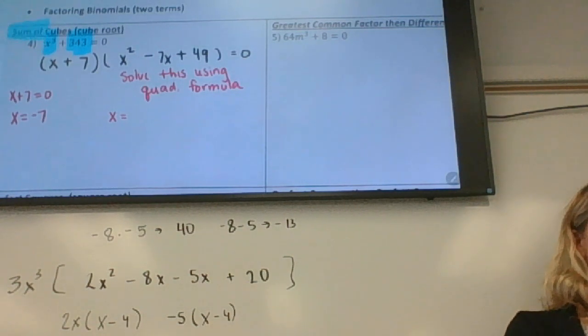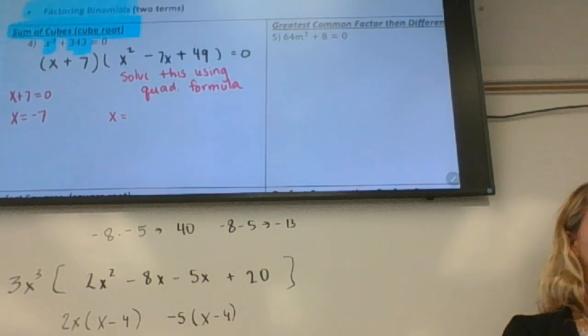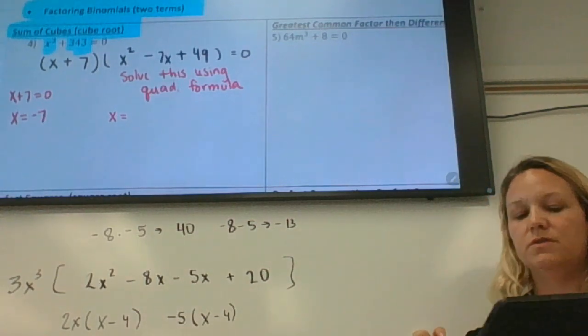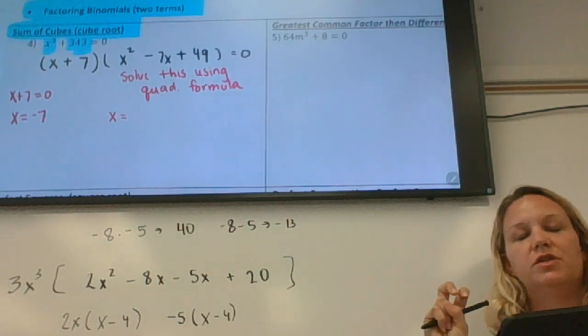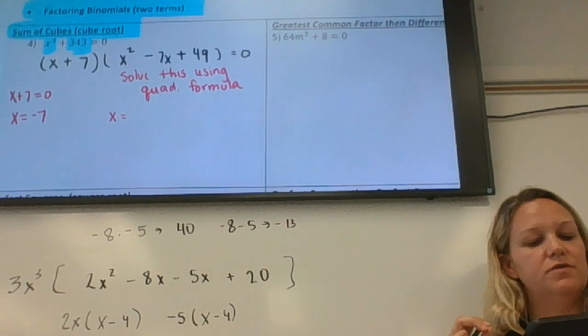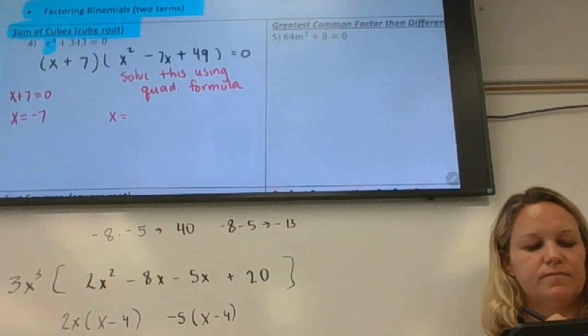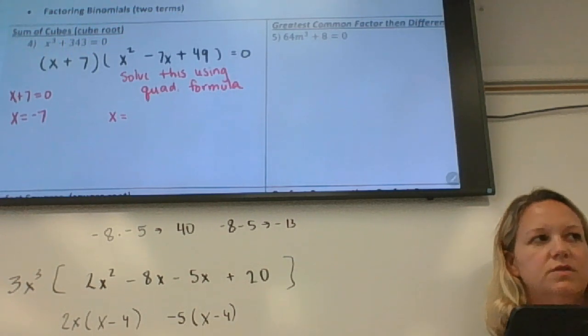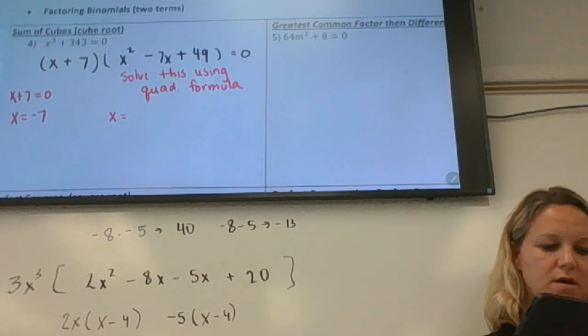So I switched from trinomials to binomials, from 3 terms to 2 terms. For 2 terms, you're looking for either cube roots or square roots. Does that help? All right.